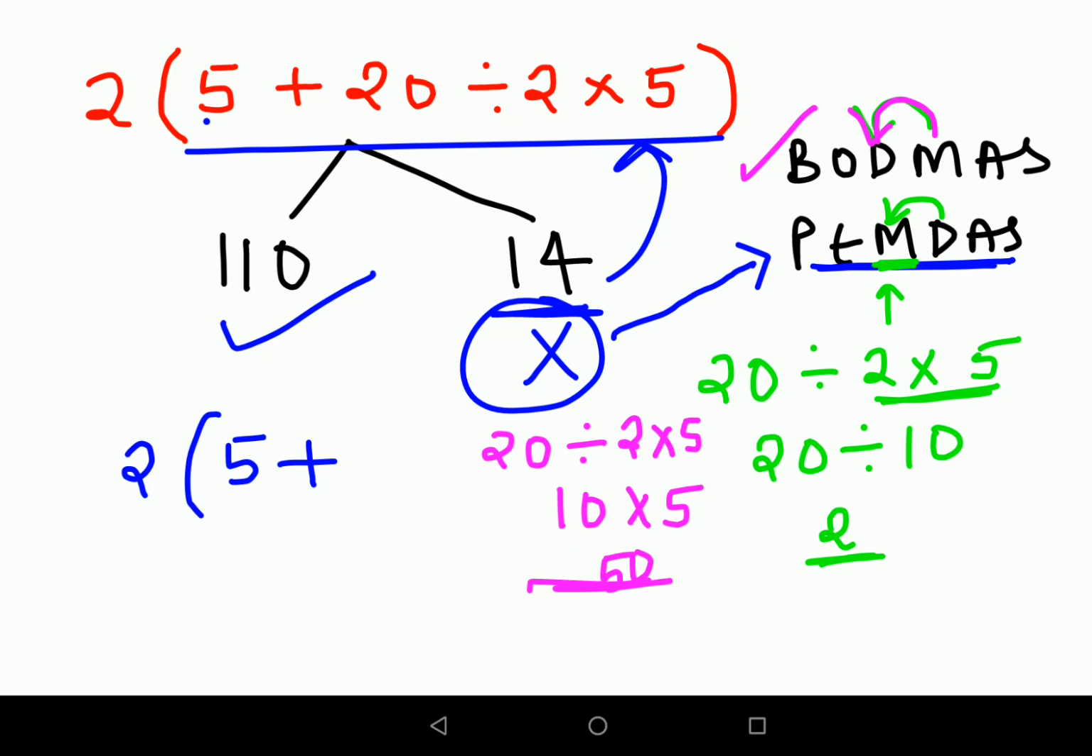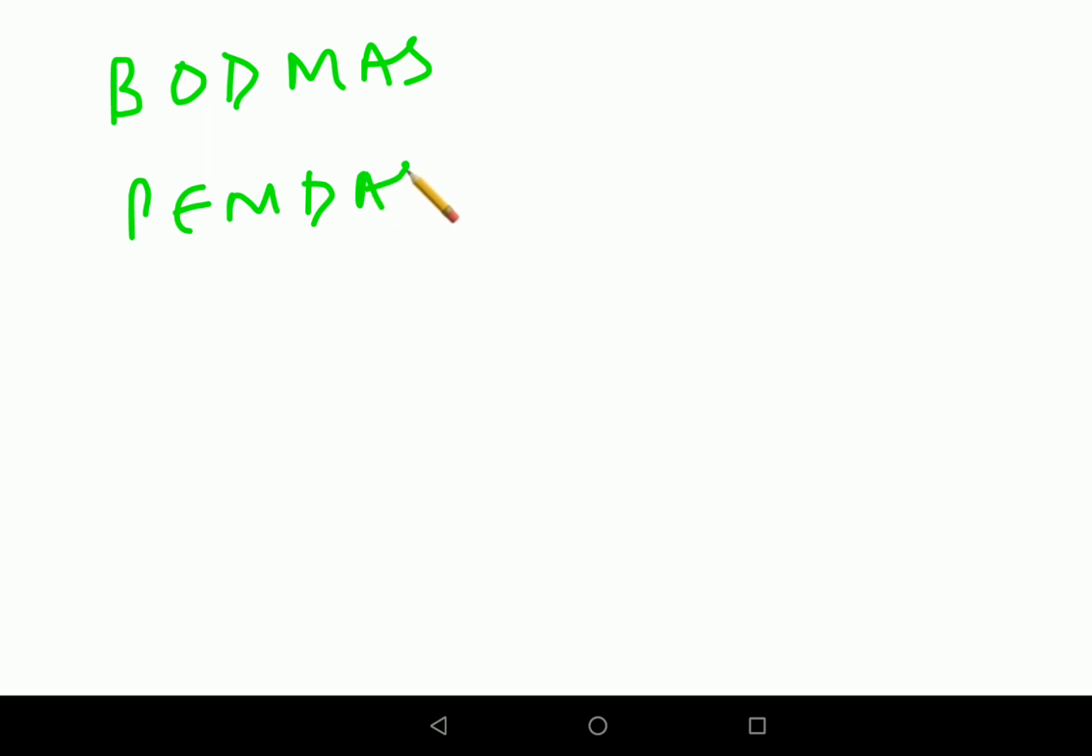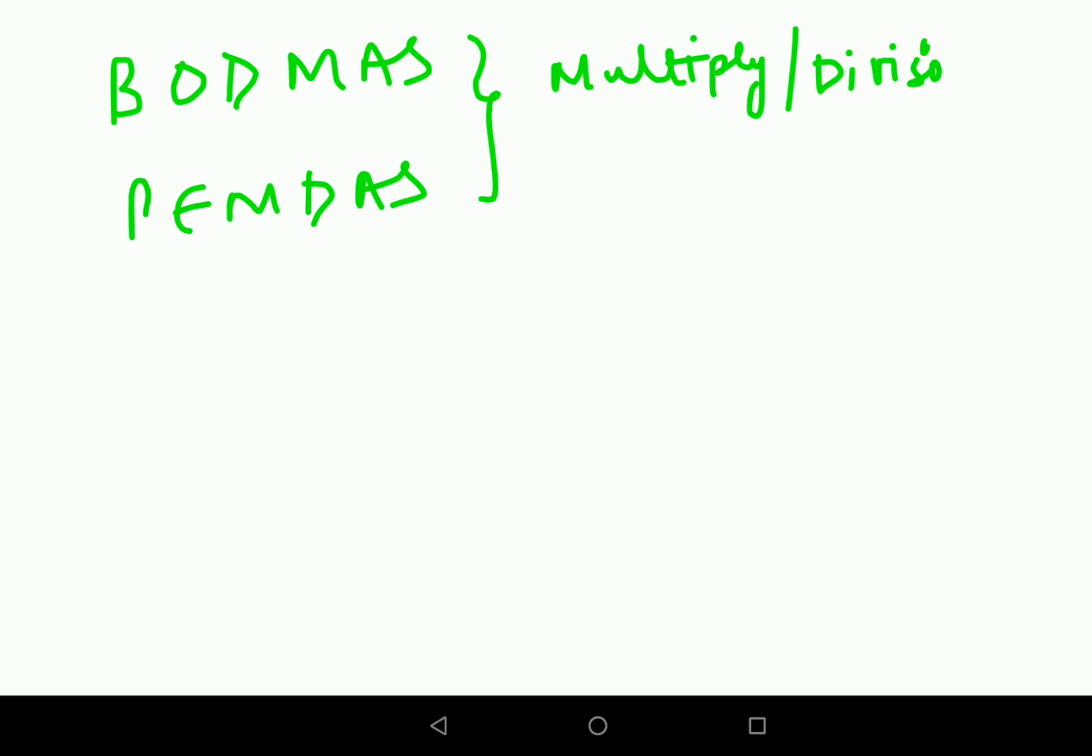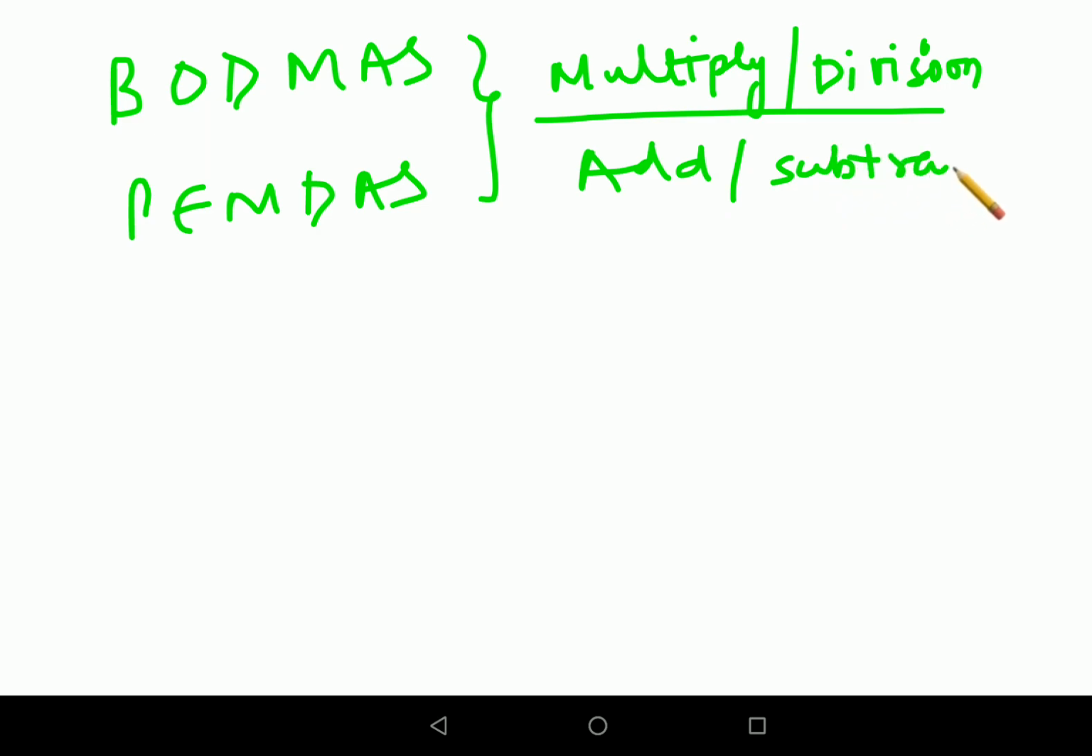Please remember, this is a very golden rule. If it is BODMAS, or even if it is PEMDAS, in both cases multiplication and division are the same. They hold the same precedence. Similarly, addition and subtraction both hold the same precedence.